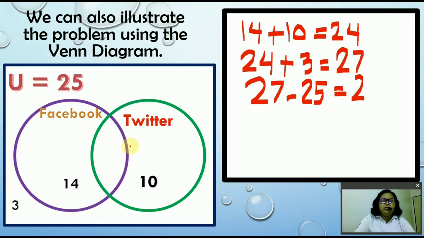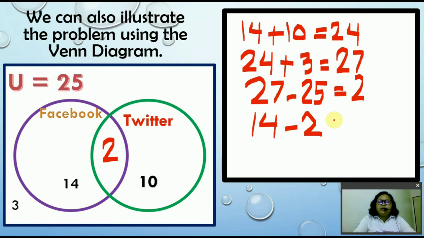Saan natin ilalagay yung 2? Ilalagay po natin siya dito sa gitna. So, dyan po yan. Kasi ibig sabihin po, yung 2 students na to gumagamit ng Facebook at gumagamit ng Twitter. Okay, next. Ang sunod natin, di ba? Ilan yung gumagamit ng Facebook lang at ilan yung gumagamit ng Twitter? So, kung 2 students po gumagamit ng Facebook at Twitter at ang total niya ay 14, so it would be 14 minus 2. Kaya po, ang magiging sagot natin ay 12. So, saan natin nilagay yung 12? Dito na lang sa may taas para masabi natin, there are 12 students who uses Facebook only.